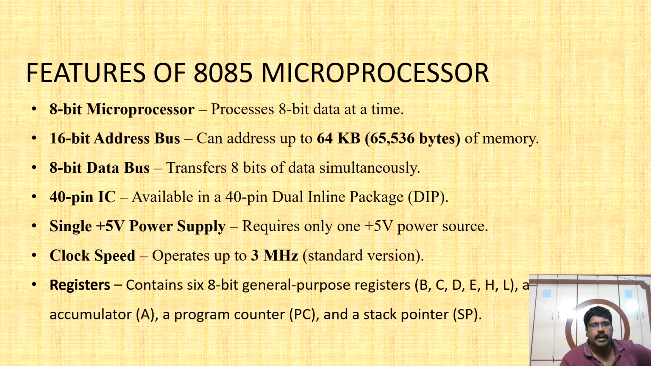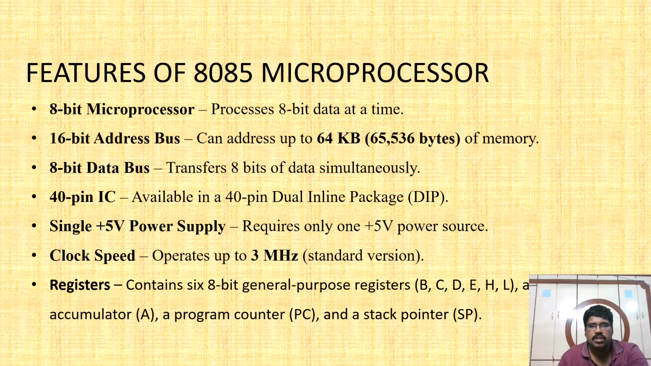So 8-bit data bus means we have 8 data lines, so it can transfer 8 bits of data at a time. The pin diagram consists of 40 pins. This 8085 works under a 5 volt DC supply, and X1, X2 are the pins that can be seen in the diagram. So it requires a clock speed of 3 megahertz. This is the clock frequency of this 8085 microprocessor.